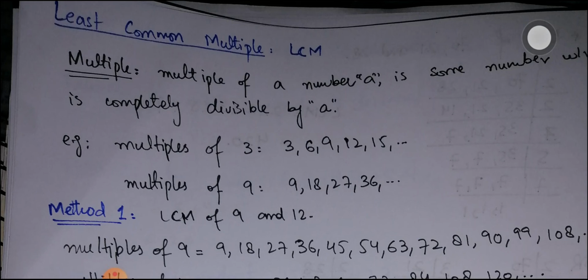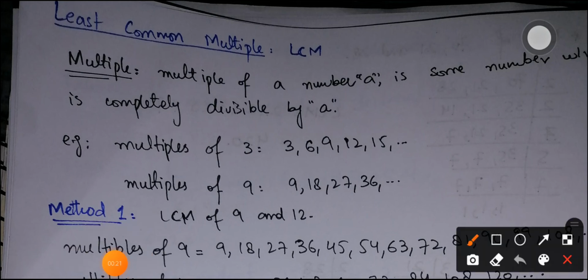So before dealing with least common multiple, at first we will discuss what is meant by the multiple of a number. So a multiple of a number A is some number which is completely divisible by A, or in other words you can say that it is a number which appears in the table of that number.